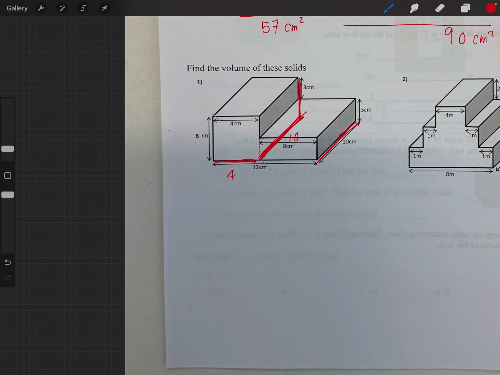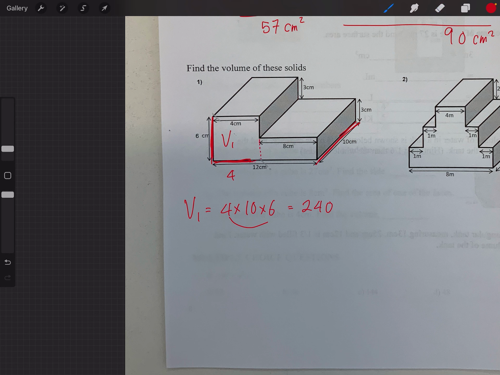And the height is, what's the height? Let's have a look. The height is 6, right? You can tell the height is 6 there. That's also 6 there, and that's also 6 there. So let's call this volume 1, and so volume 1 is equal to 4 times 10 times 6. 4 times 6 is 24, 24 times 10 is 240. Alright, that is piece 1.